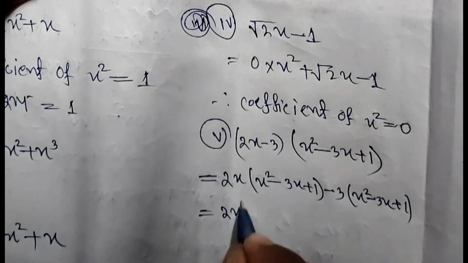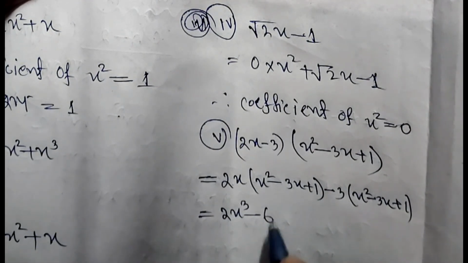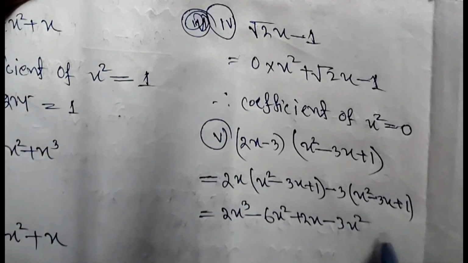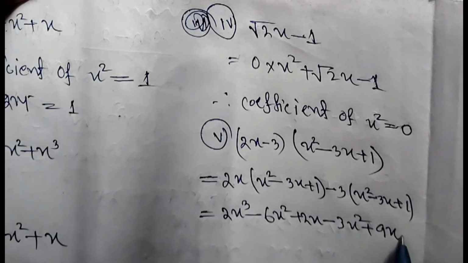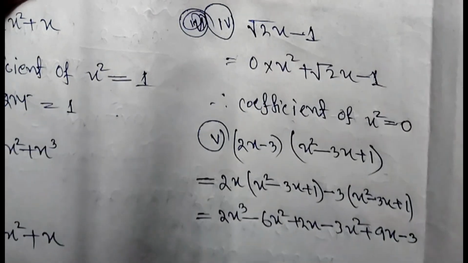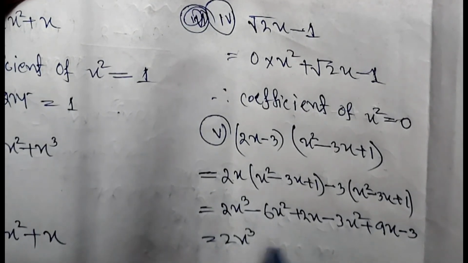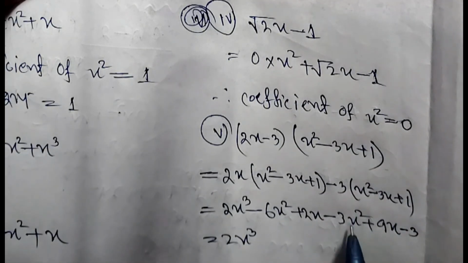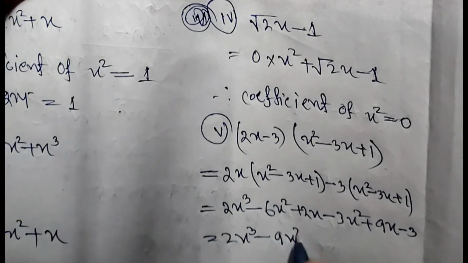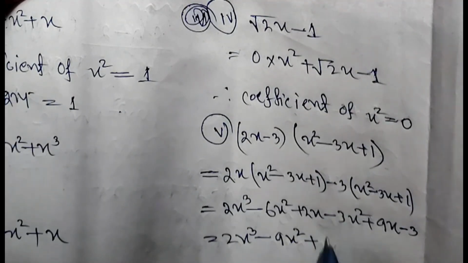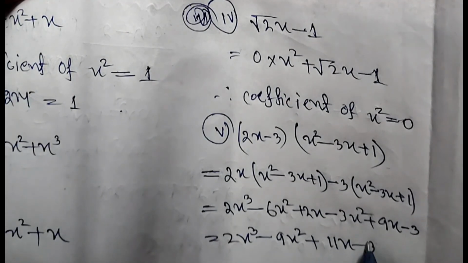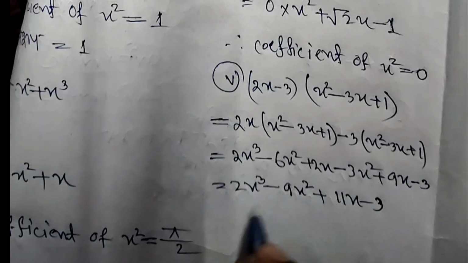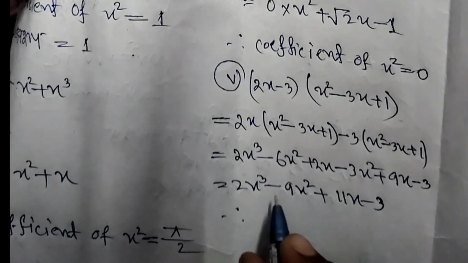2x cube minus 3 to the 6 x square plus 2x minus 3x square, minus minus plus 3 3 is 9, minus plus minus 3 1 is 3. So 2x cube. After that 6x square and minus 3x square. So minus minus plus, so minus 9x square. 2x 9x, so 11x minus 3. Now you see the coefficient of x square is what? The coefficient of x square is minus 9.